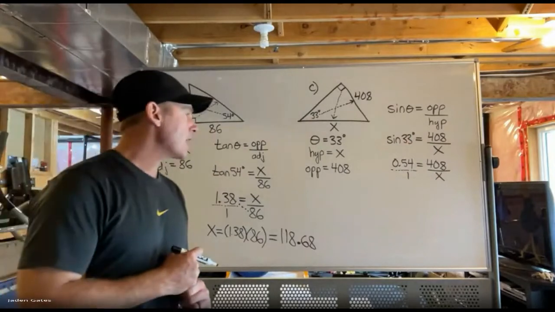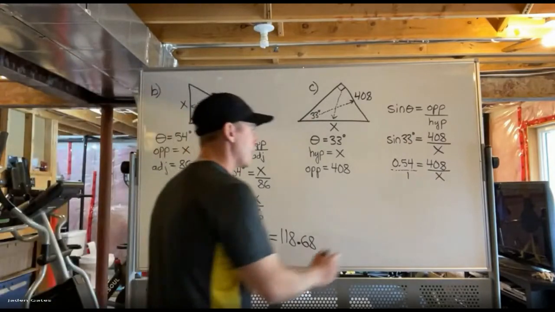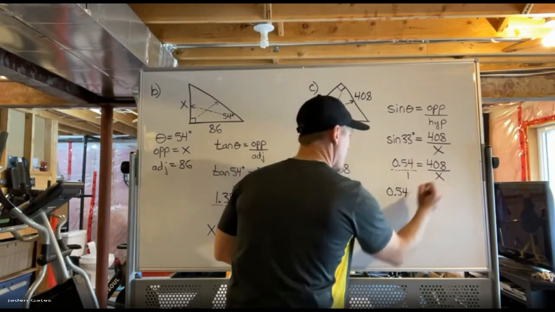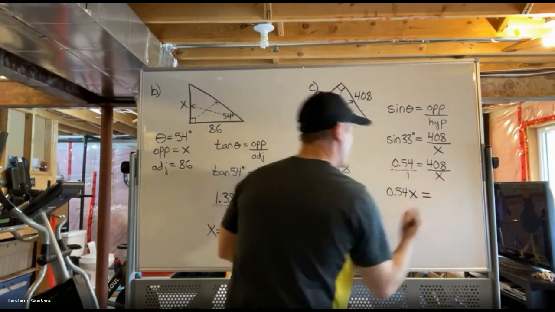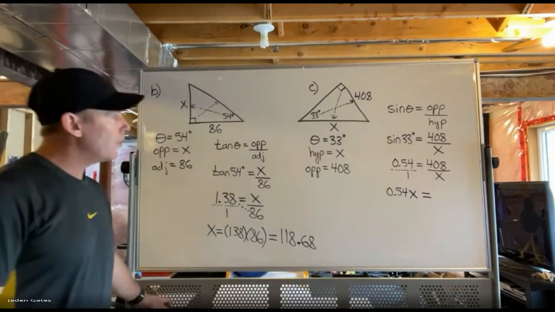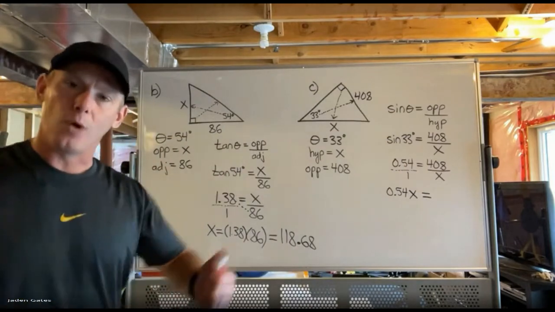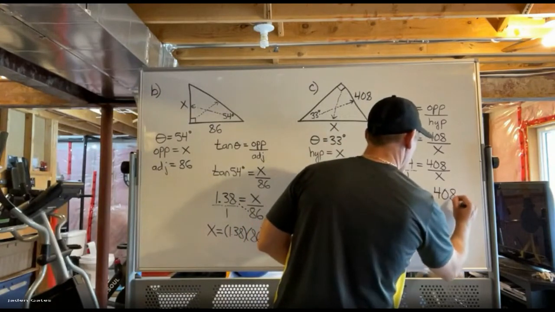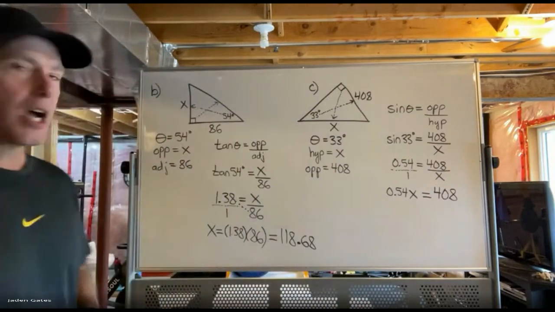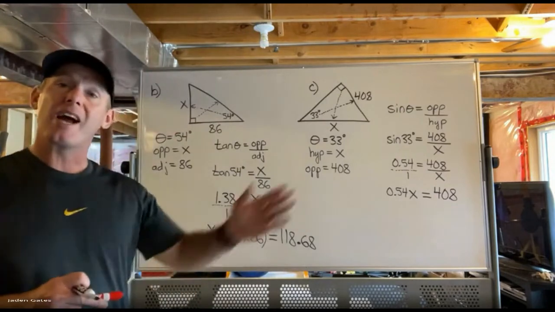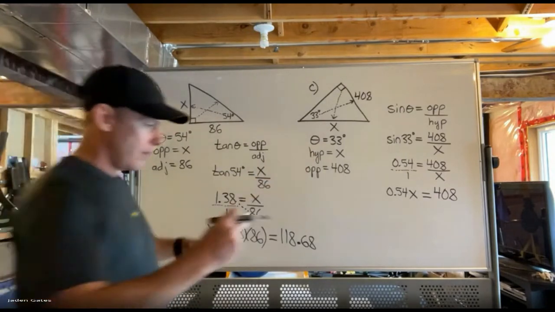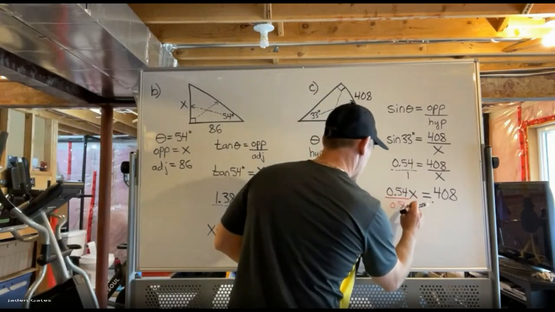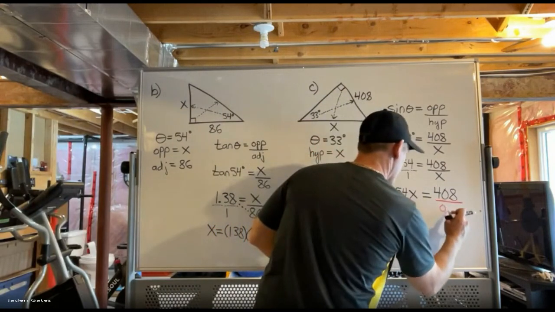All right. And again, with a fraction equaling a fraction, I'm going to cross multiply here. So I got 0.54 times x. And that's going to be equal to 1 times 408. Well, 1 times anything is itself, so it's going to be 408 there. All right, and well, this time I have to get x by itself. I'm going to have to divide by 0.54. And of course, what I do to one side, I got to do to the other here.